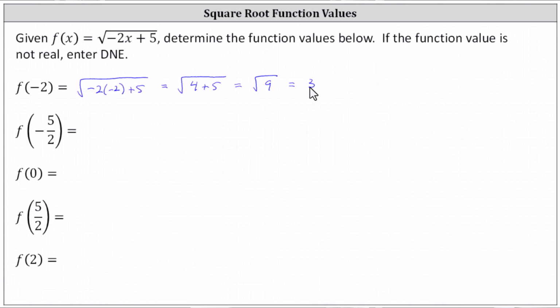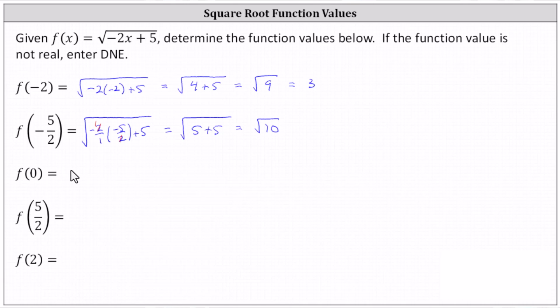Next we have f of negative 5 halves, which equals the square root of the quantity negative 2, or if we want, negative 2 divided by 1 times negative 5 halves, plus 5. Simplifying before multiplying, 2 divided by 2 simplifies to 1. Under the square root, we now have negative 1 times negative 5 plus 5, and negative 1 times negative 5 is 5, giving us the square root of the sum of 5 and 5, which equals the square root of 10, which does not simplify because 10 does not contain any perfect square factors.